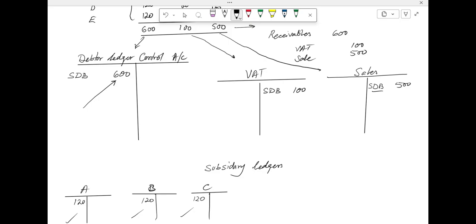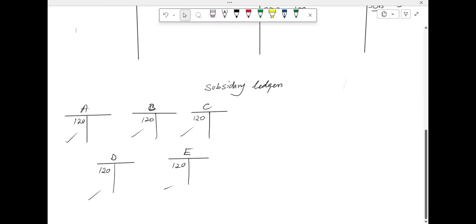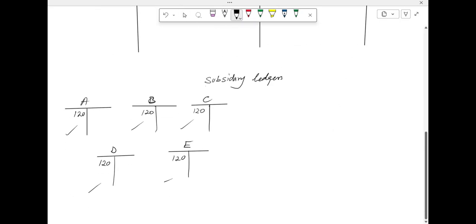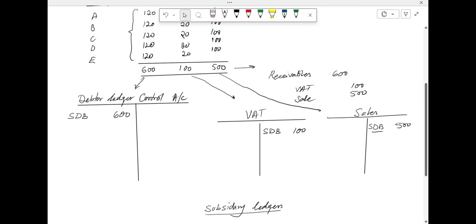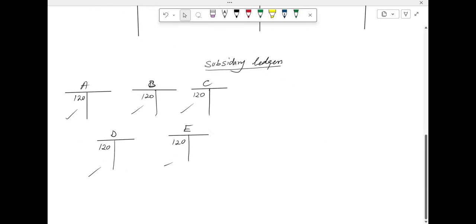So I can say that the individual balances or the subsidiary ledgers are the breakdown of control accounts. That's the keyword, the control account over here, which is part of the double entry. These individual balances or individual ledgers are not part of the double entry. Remember that.